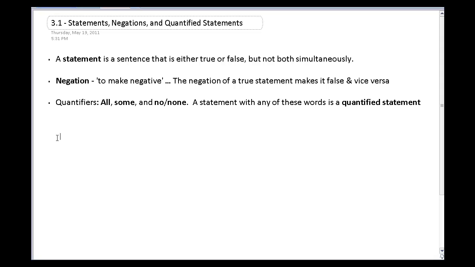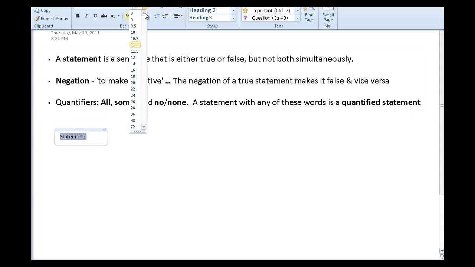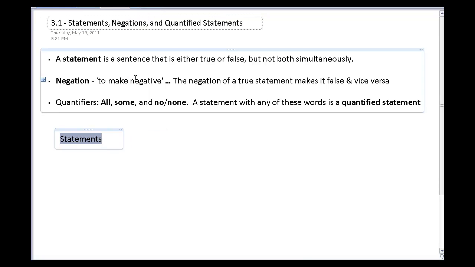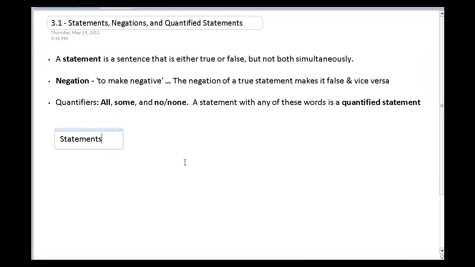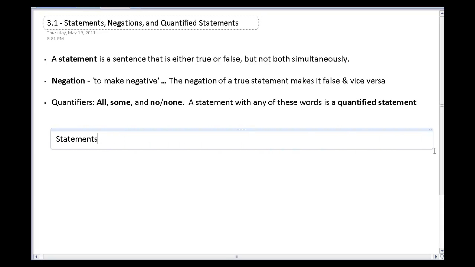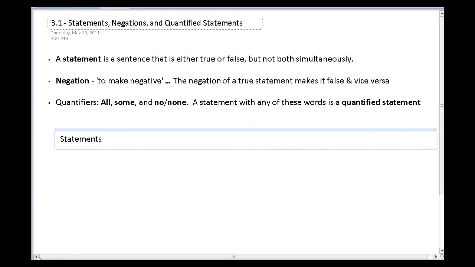All right, so first of all, let's talk about some statements. And let me get us up to a decent size for seeing what's going on here. There we go. Let's talk about some statements that we might have. For statements, what do they have to be? They have to be sentences, and they have to be things that can be either true or false.